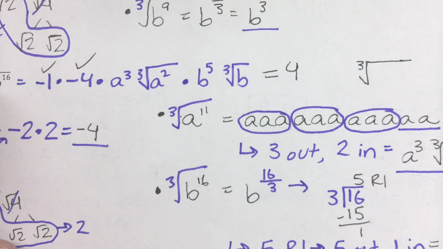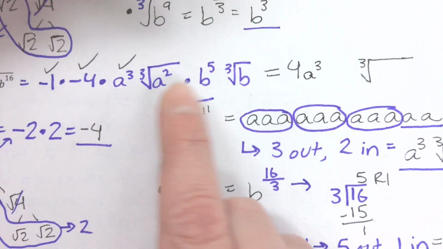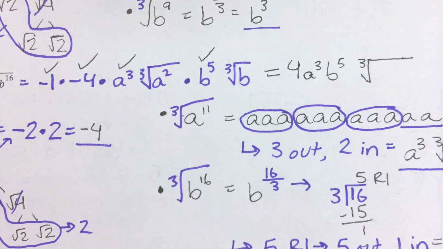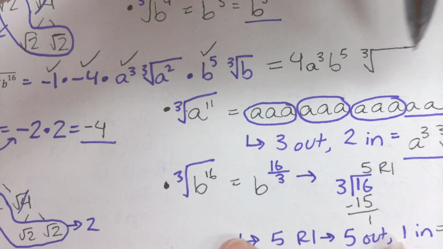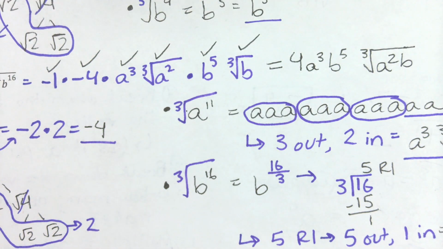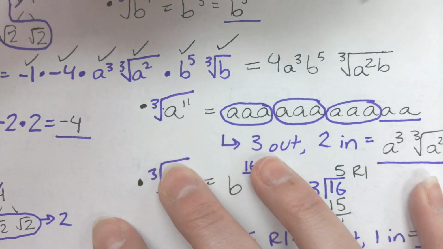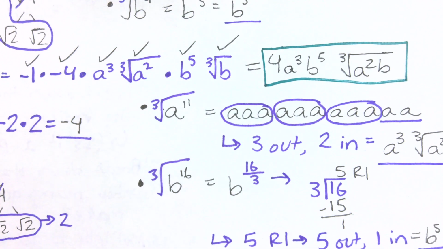Next, the letters in alphabetical order. A cubed, b to the 5th. All that's left is the stuff under the radical. Again, alphabetical order here. A squared b. Make sure everything is put into the answer that you have written down. Don't leave anything behind. And then we're done.